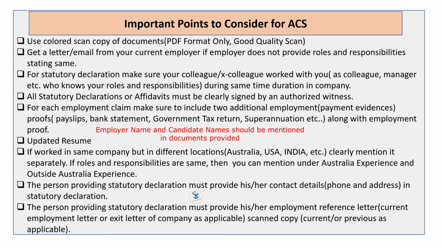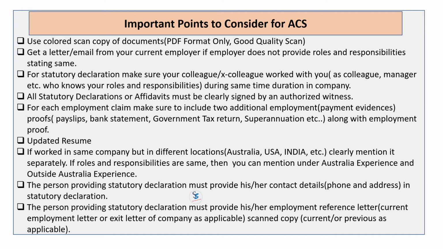For each employment claim, make sure to include 2 additional employment payment evidences like pay slips, bank statement, government tax return, superannuation, etc., along with your employment proof or your roles and responsibilities proof, and your updated resume. If you worked in the same company but at a different location, please clearly mention it separately. And if roles and responsibilities are the same, then you can mention them under Australia experience and outside Australia experience. In the next slide we will discuss that.